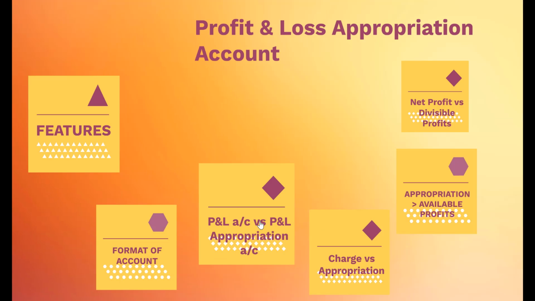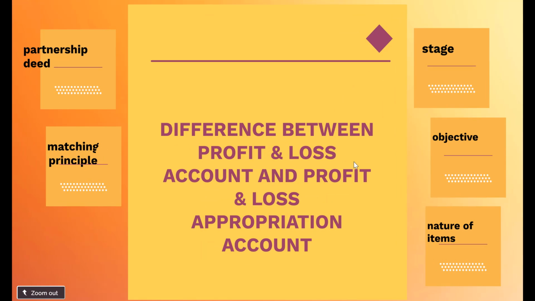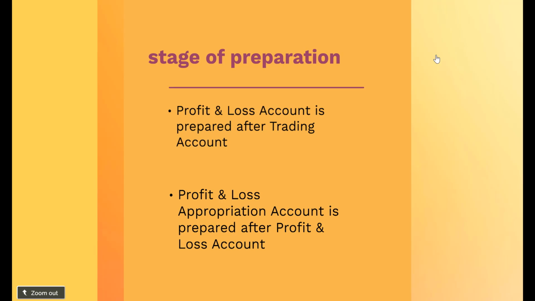Next, let's enumerate the differences between the profit and loss account and that of the P&L appropriation account. In terms of stage of preparation, the profit and loss account is prepared after trading account, whereas the profit and loss appropriation account is prepared after the profit and loss account.